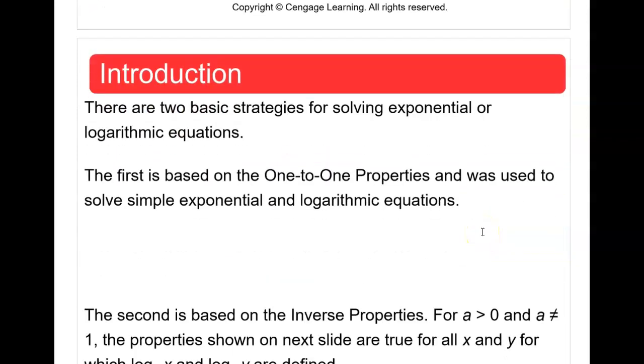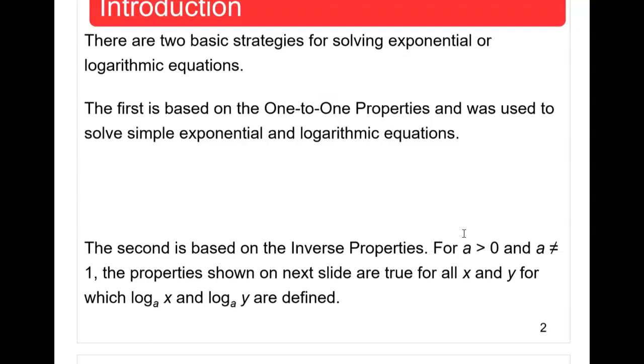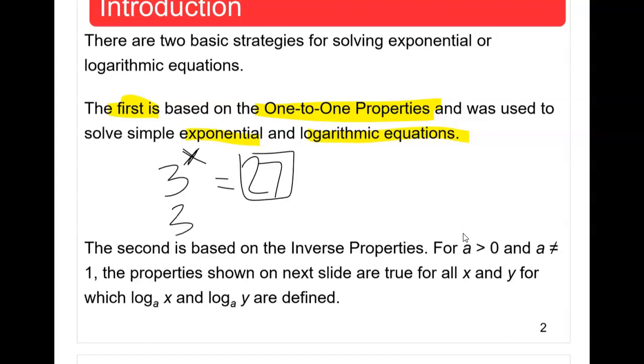So there are two basic strategies for solving exponential or logarithmic equations. The first one is going to be based on the one-to-one properties that we discussed in the previous sections. We could use that with exponential and with logarithmic equations. So with exponential, we used to have something like 3 to the power x equals, perhaps, 27. The key here is to rewrite the 27 so that it has the same base as the left side, so it will be 3 to the power 3. And then from here we could say that if the bases are equal, then the exponents must be equal.